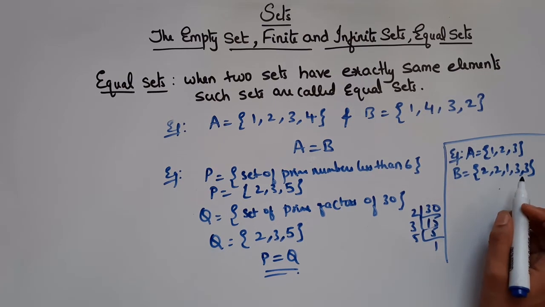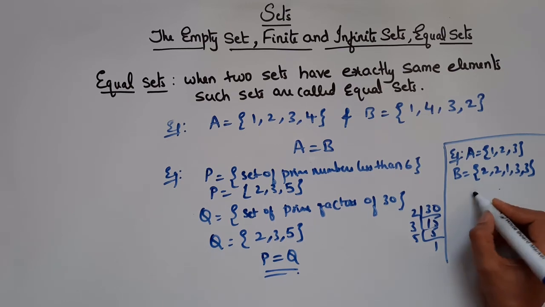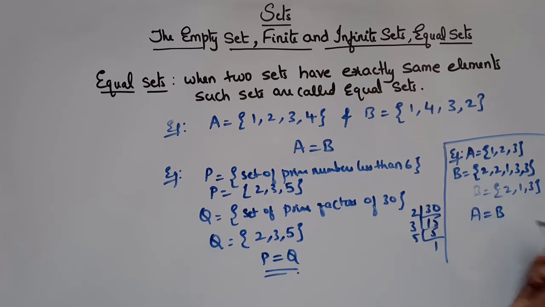So that is why we generally don't repeat the elements while describing a set. So how do you write this set without repeating? So this will be B is equal to 2, 1, 3, right? So therefore we have 1, 2, 3. So therefore we can say set A is equal to set B.